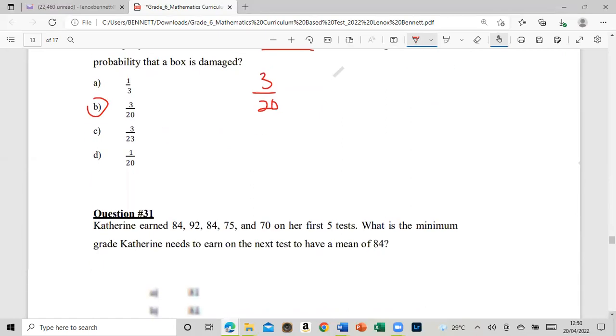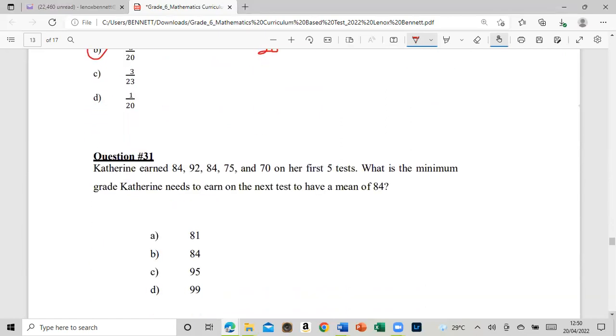So that would be 31 says Catherine earned 84, 92, 84, 75, and 70 on the first 5 tests. What is the minimum grade Catherine needs to earn on the next test to make the mean 84? All right, so I'm gonna do it this easy way. Let's see how many numbers. 1, 2, 3, 4, 5. All right, so we're gonna multiply this by 6 because the next test is gonna be the 6th, right? So this is the total to make the 84.